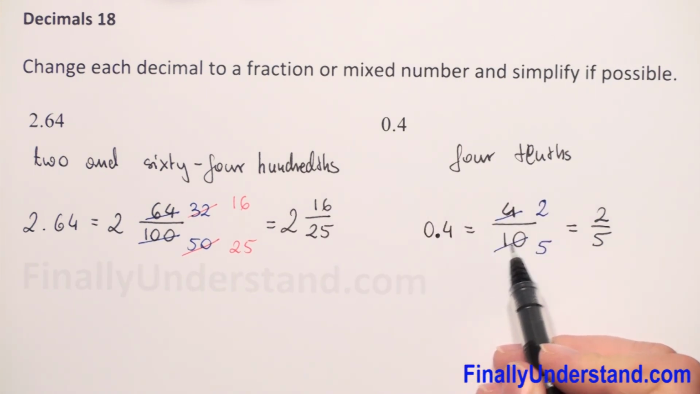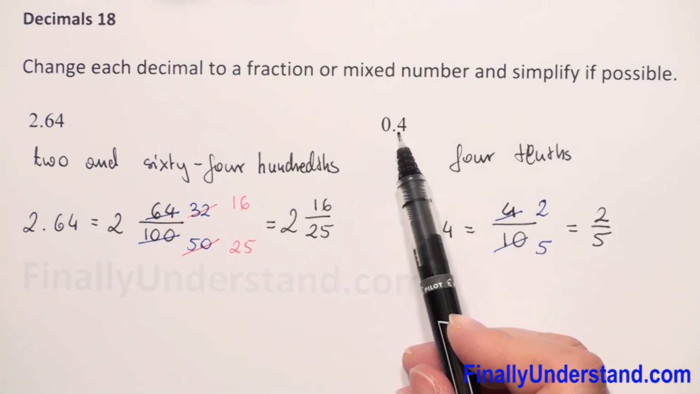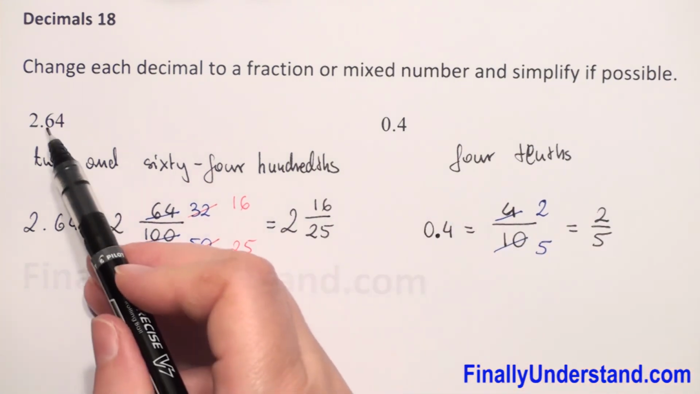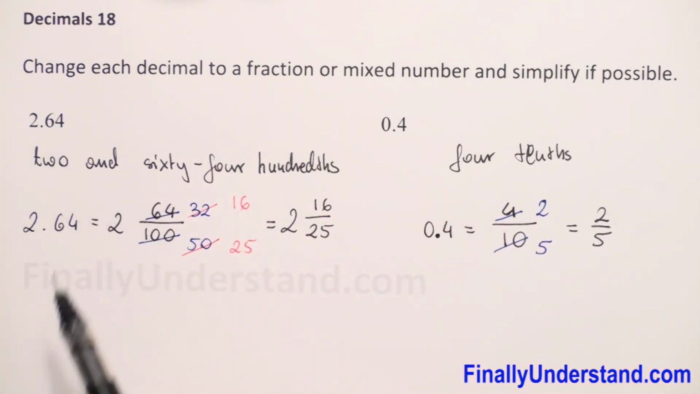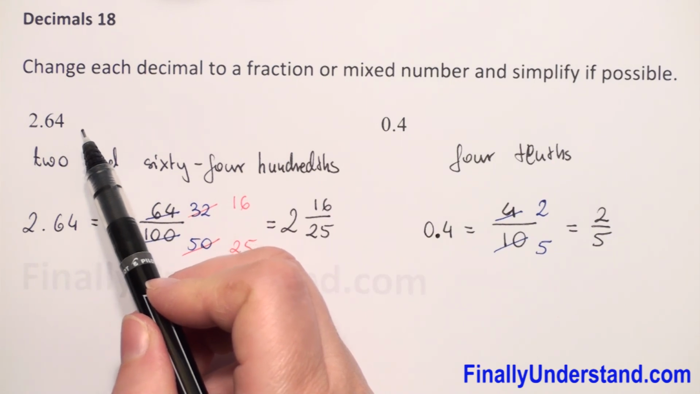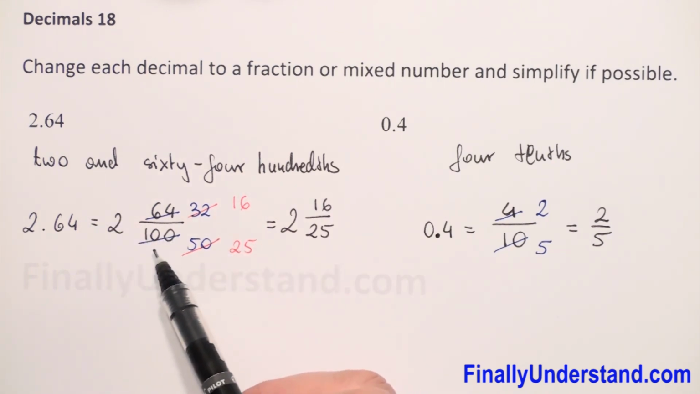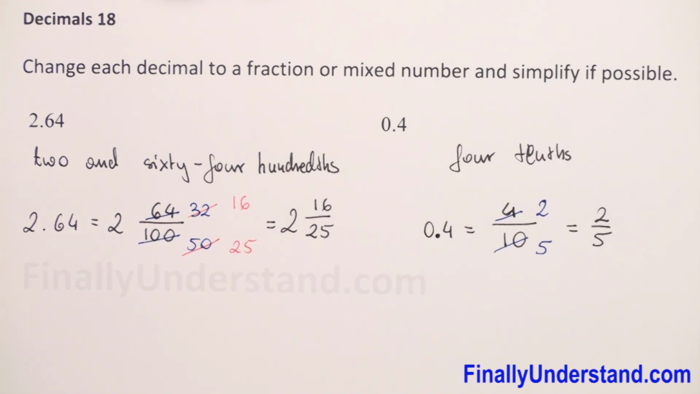We always have 1, and we add zeros depending on how many digits we have after the decimal point. We have 1 digit only, so we have 1 zero. We have 2 digits, so we add 2 zeros. If you have 3 digits, we will have 3 zeros in our denominator. This is my solution.